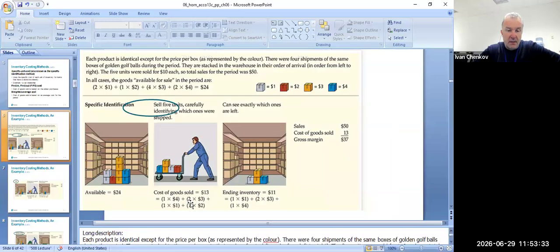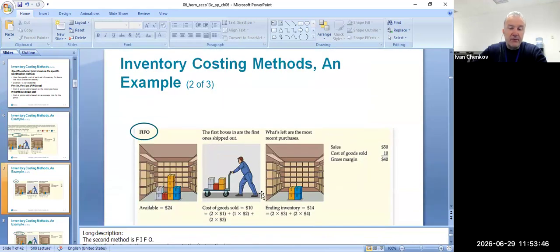4. So we have 2 from the last purchase, $4, and 2 from the second last purchase, which is $3. 2 times 3 is 6, and 2 times 4 is 8. So our ending inventory will be 14 in this case. We know that available was 24. So 24 minus 14 is going to give us cost of goods sold, which is $10.